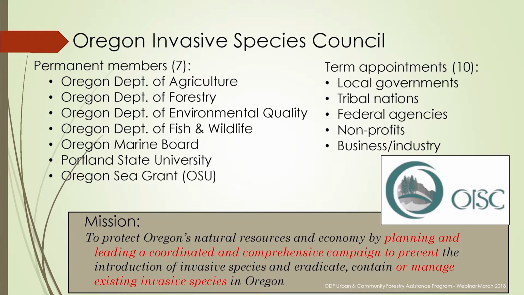In addition, there are 10 appointed members that serve 2-year terms. These members represent a broad range of local, tribal, and federal governments, as well as non-profits, private companies, and others. The mission of the OISC is to plan and lead a coordinated and comprehensive campaign to prevent or manage invasive species in the state. The OISC meets quarterly, and more information and a calendar of events can be found on the agency's website and social media pages.